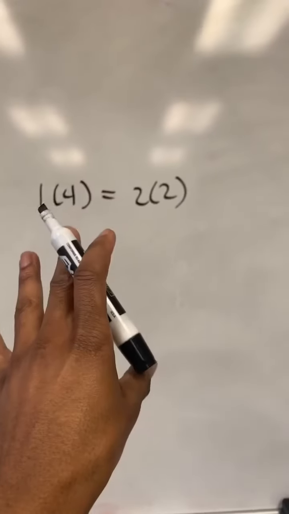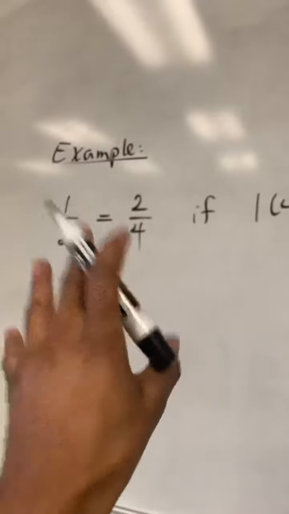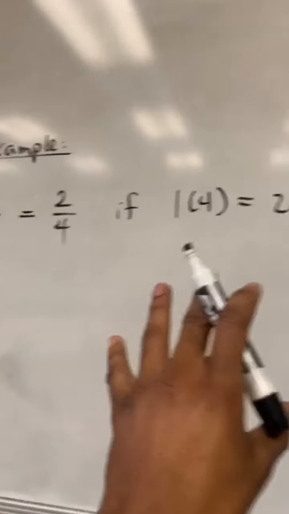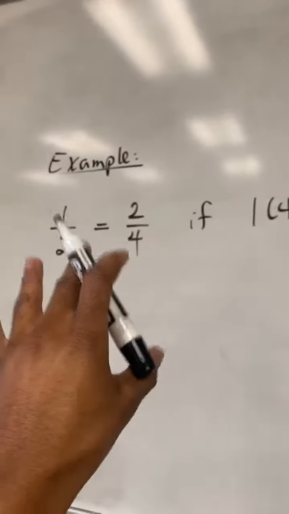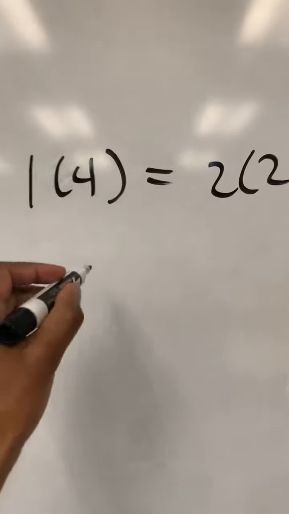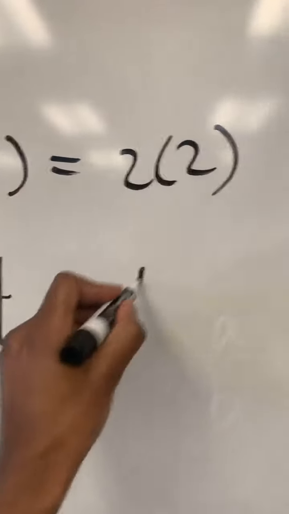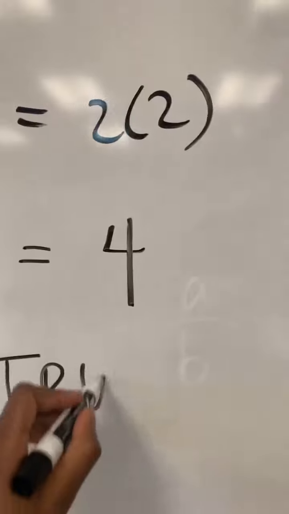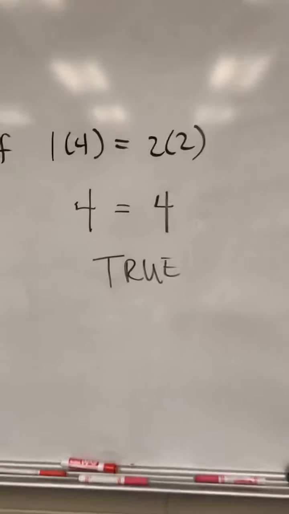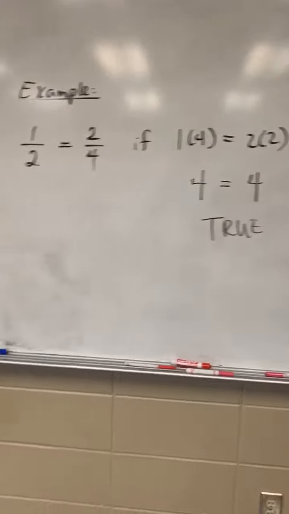Now, if I do this and this is true, then that means that is true. You get what I'm saying? If this is true, then so is this. And I get 4 is equal to 4. This is a true statement. That's basically all that it's saying.